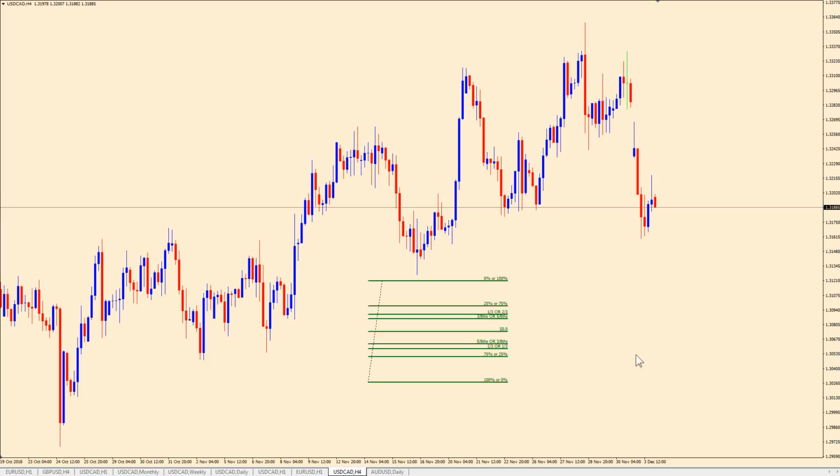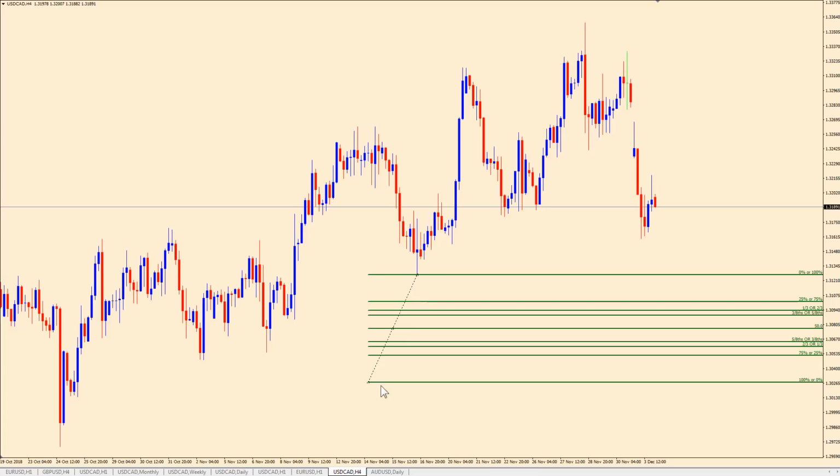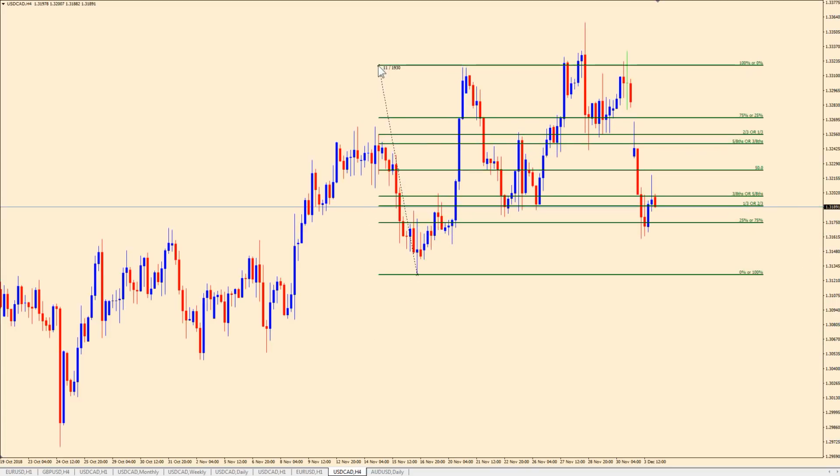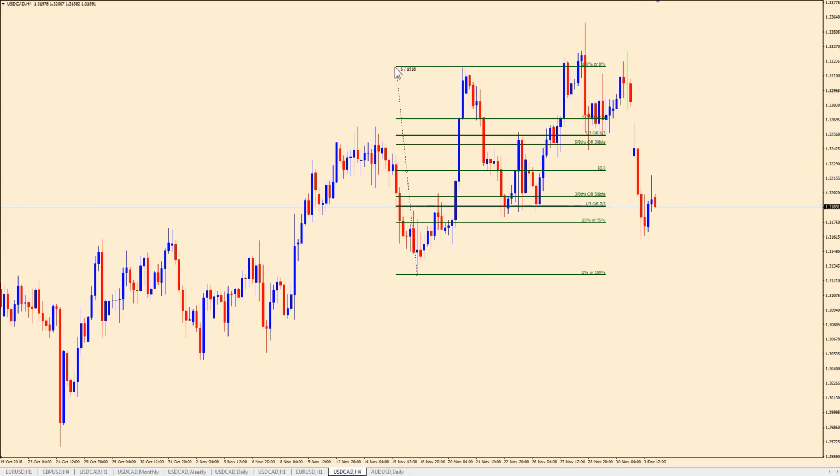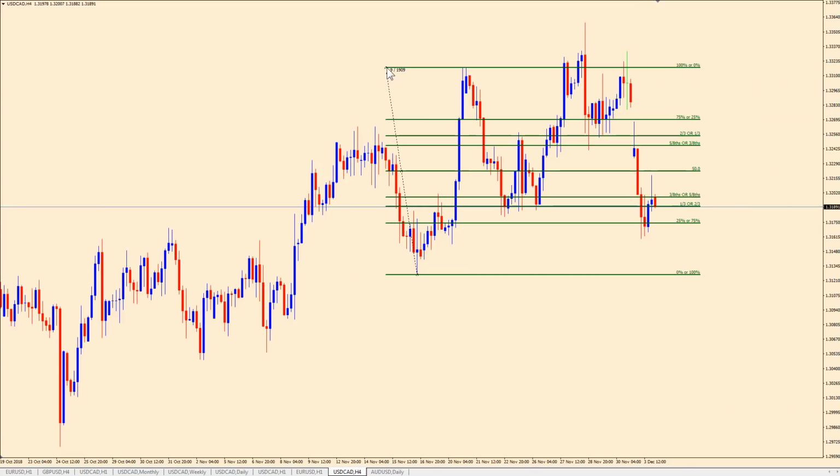Okay, so let's say I'm going to measure this swing here. So I'll put a line there, and then of course I measure the line there. And at this point, let me move it like that.